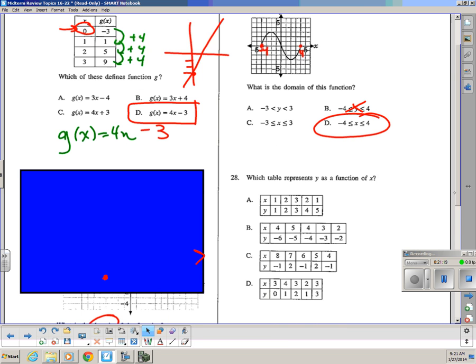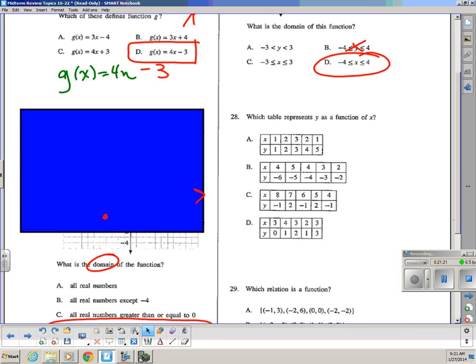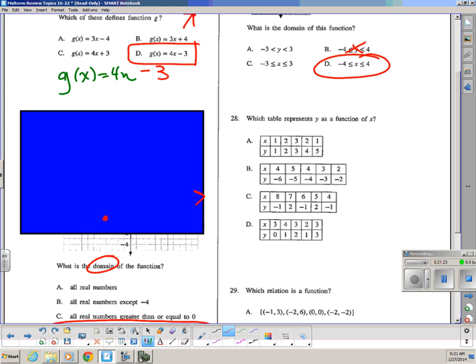Number 28, which table represents y as a function of x? I don't want to see repeated x values. I look at choice A and I see 2 has an output of 2 and 4, not a function. Choice B, 4 has an output of -6 and -4, not a function. Choice C, 1 input, 1 output, no repeats in my x's, that's a function. D, 3 has 3 outputs, 0, 2, and 3, no good. Choice C is your answer.